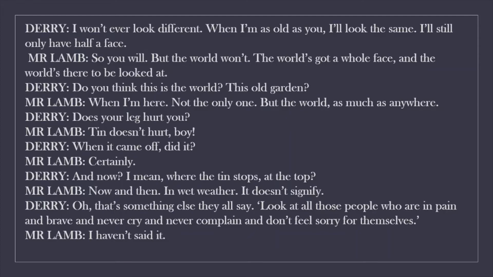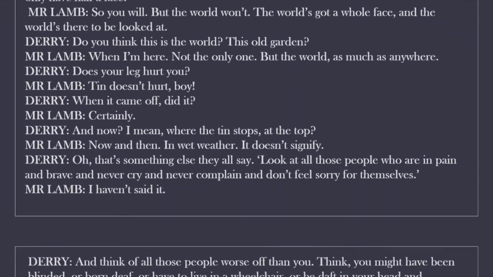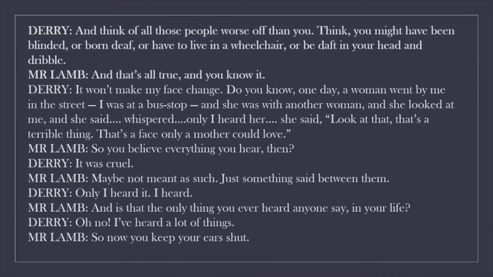Derry said that he understood what he meant by all this, as he had heard people saying that you should take a lesson from those who suffer in pain and never cry or complain about their problems. Mr. Lamb said that he didn't say so. Then Derry continued that people told him to look at those who were in worse conditions than him. They told him that he might have become blind, or been born deaf, or been handicapped and have to remain in a wheelchair. He may even have been born with a mental disorder.